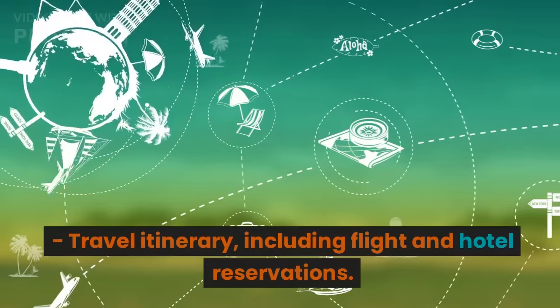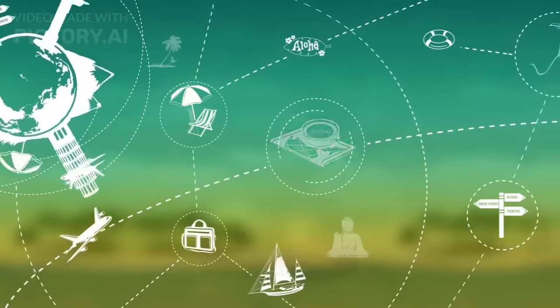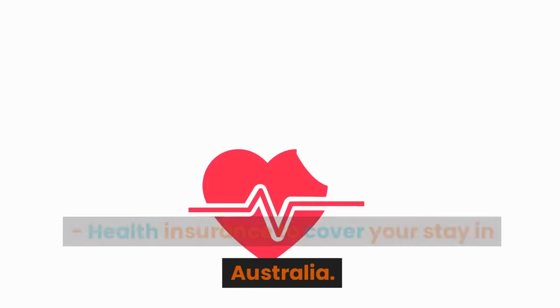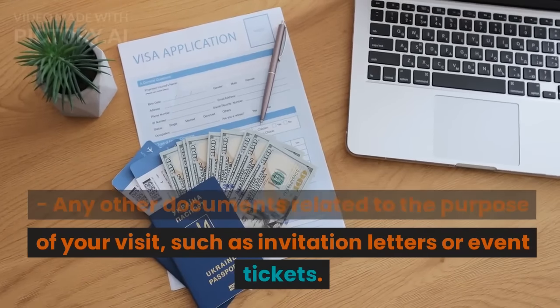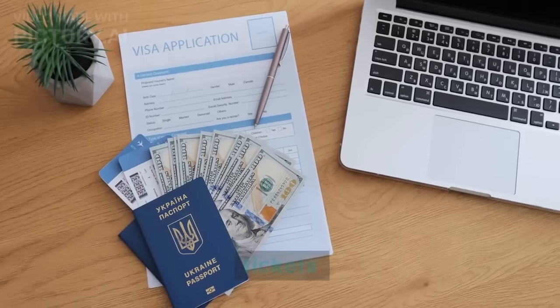Travel itinerary, including flight and hotel reservations. Health insurance to cover your stay in Australia. Any other documents related to the purpose of your visit, such as invitation letters or event tickets.